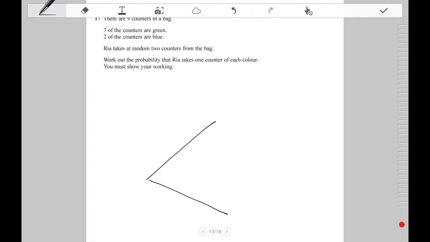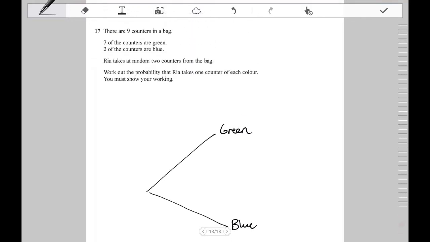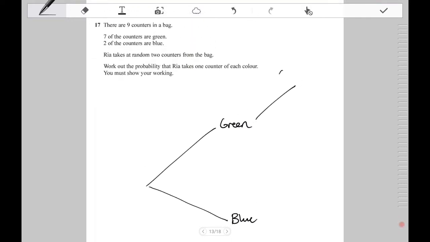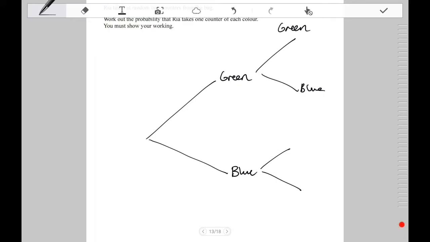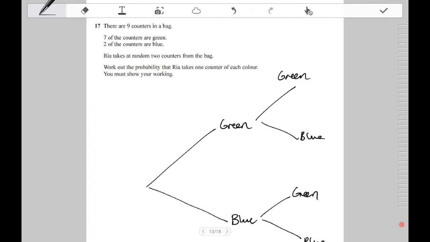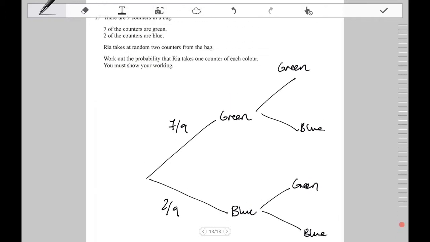So let's say green and blue, and then again green and blue, green and blue. Okay, so 7 of the counters are green, so it's 7 out of 9, and for this one it'll be 2 out of 9 for blue.